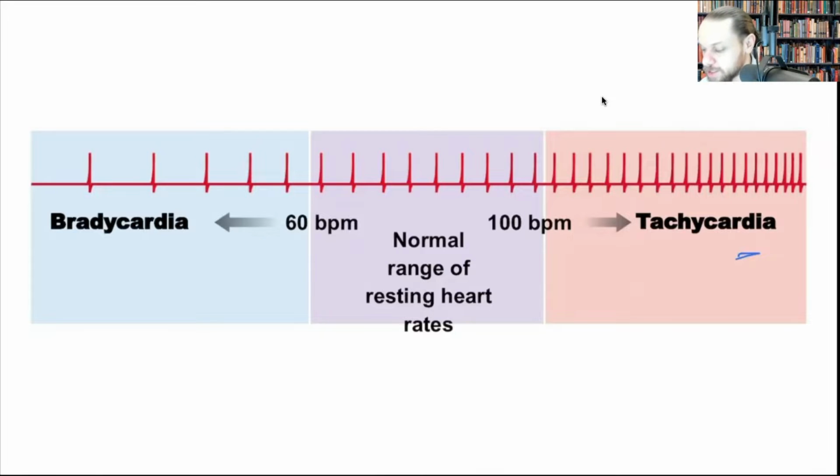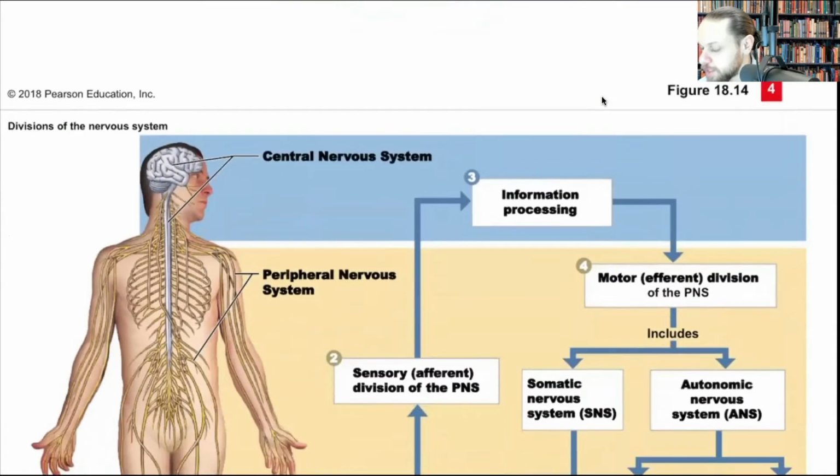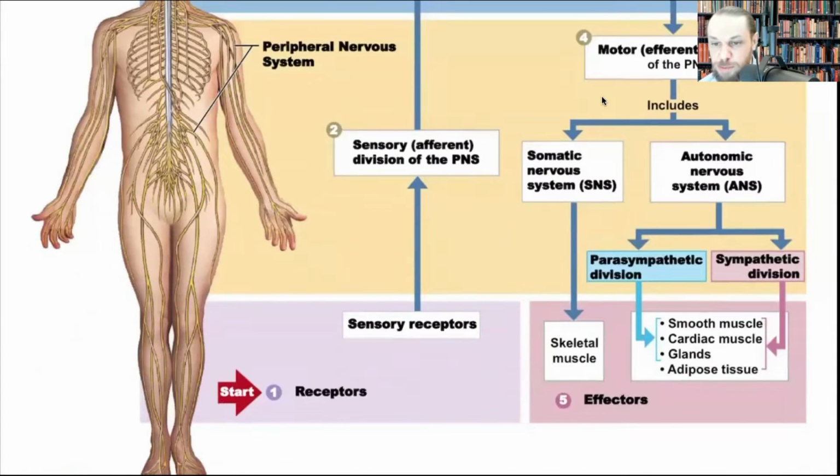Bradycardia is anything less than 60, and tachycardia is anything above 100. Normal range is between 60 to 100. This is where we want to be for the most part. Now, let's say you have that sympathetic stimulation. By the way, it's not under your voluntary control. This division of your autonomic nervous system, you cannot willfully control.